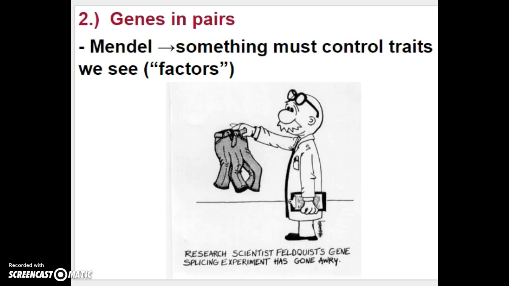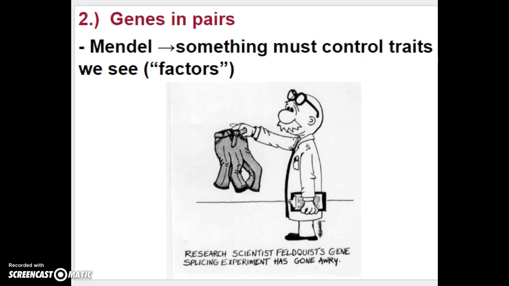So after working with this for a while, he figured something had to control what we see. And he called these things factors. However, we know now that they're actually called genes, and these factors or genes come in pairs.